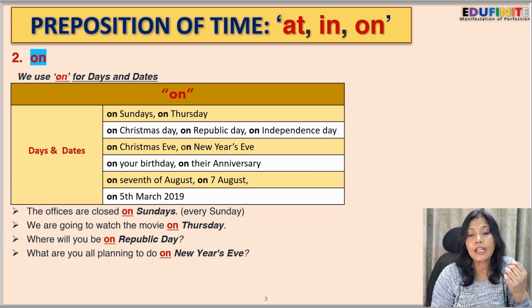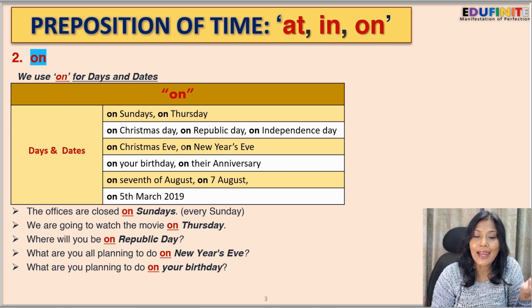What are you all planning to do on New Year's Eve? So maybe I'm asking my family members that New Year is approaching. So what's your plan? I'm asking them, what are you all planning to do on New Year's Eve? What are you planning to do on your birthday? So again, birthday means planning. All the sentences are centering around planning. Maybe my son's birthday is approaching and I'm asking him, what are you planning to do on your birthday?